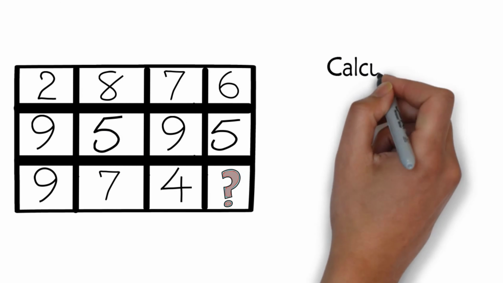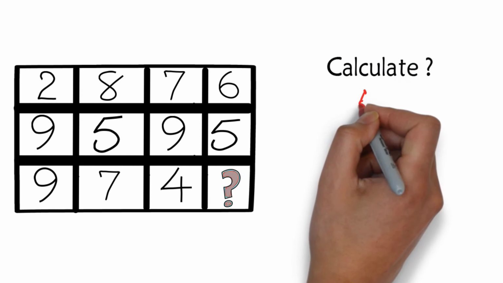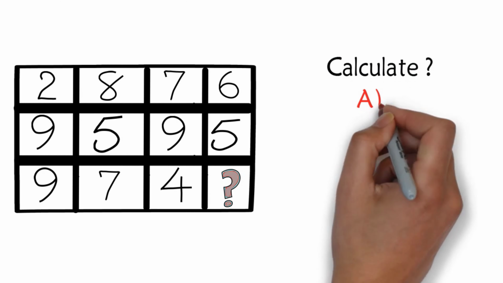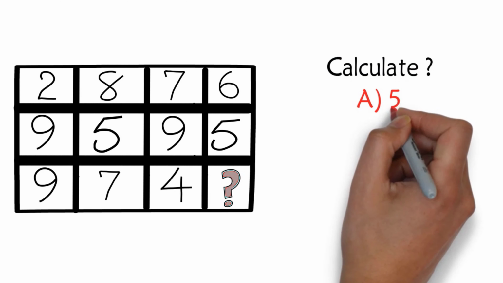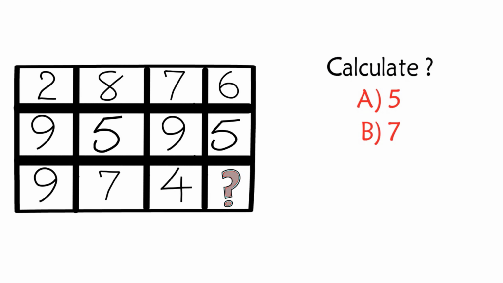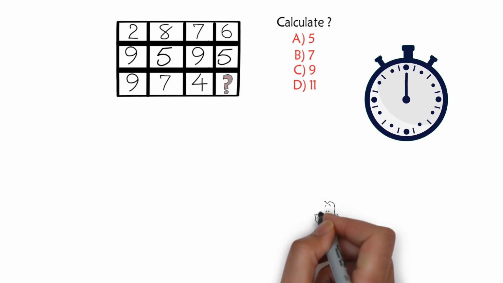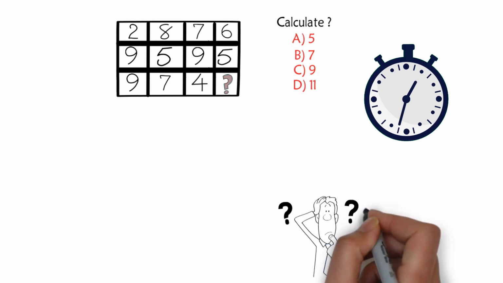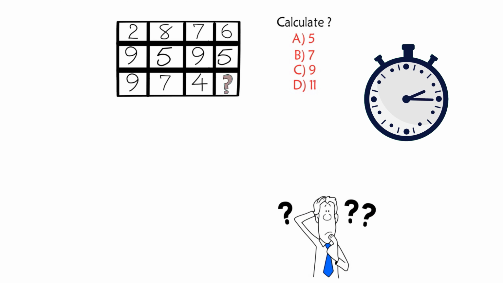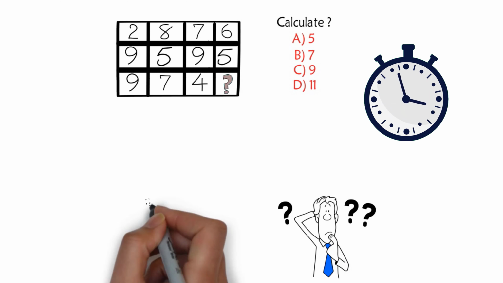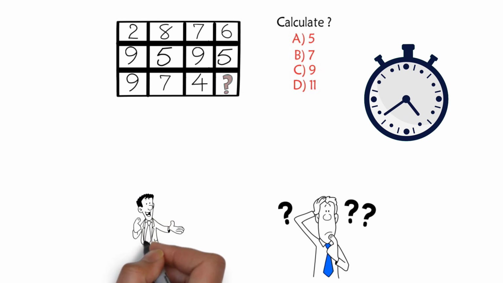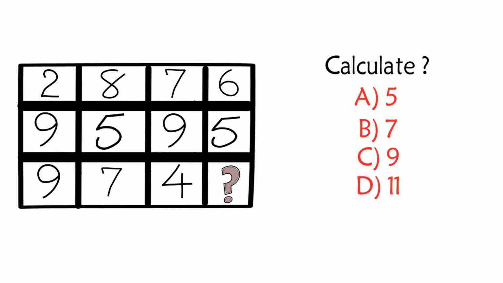And this is exactly what you need to calculate. You can choose from one of 4 different choices. Choice A, 5, choice B, 7, choice C, 9, and then choice D, 11. Do you think you can come up with the answer? Give yourself 5 to 10 seconds. This is about as much time as you will get on the test. Let's continue to see how we can get to the correct answer together.